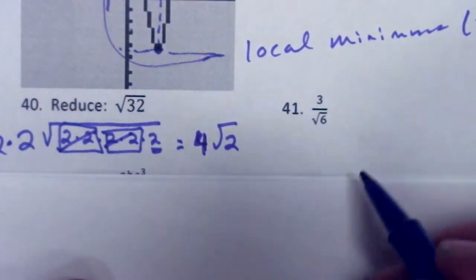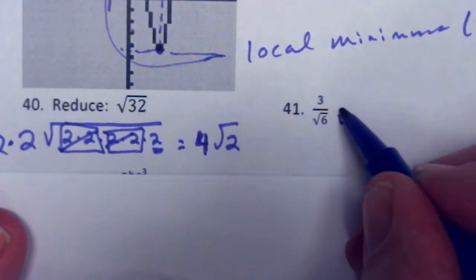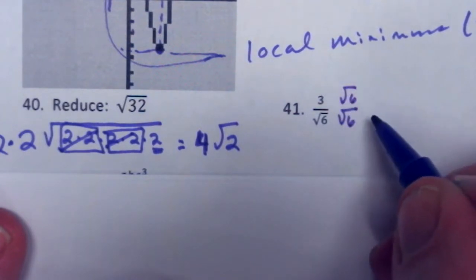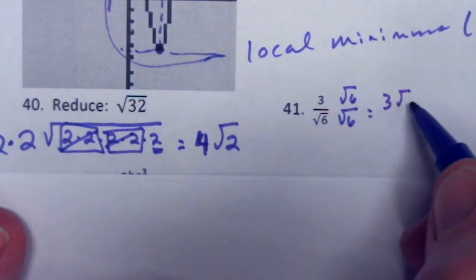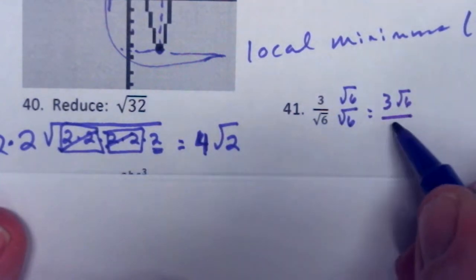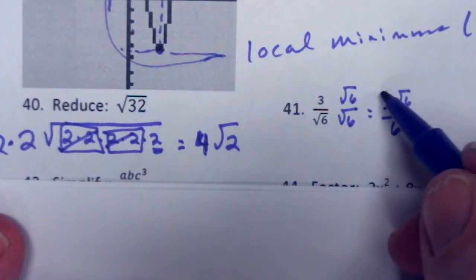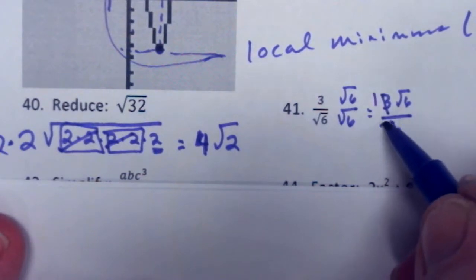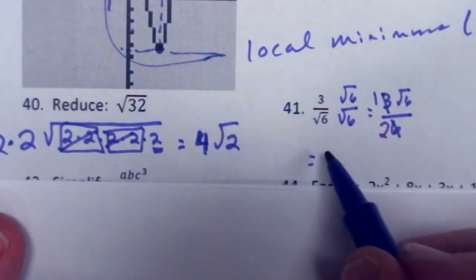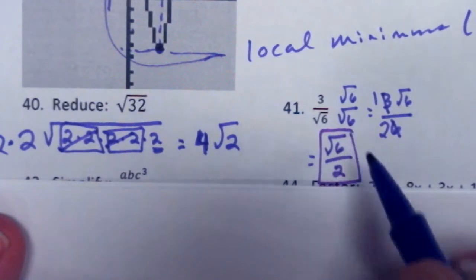41. We don't like having radicals in the denominator, so we're going to get rid of that square root of 6 by multiplying the numerator and denominator by square root of 6. So 3 square root of 6 over square root of 6 times square root of 6 is 6. We're not done because we can reduce this. 3 and 6 are both divisible by 3. 3 by 3 is 1. 6 by 3 is 2. So the final answer for number 41 is square root of 6 over 2.